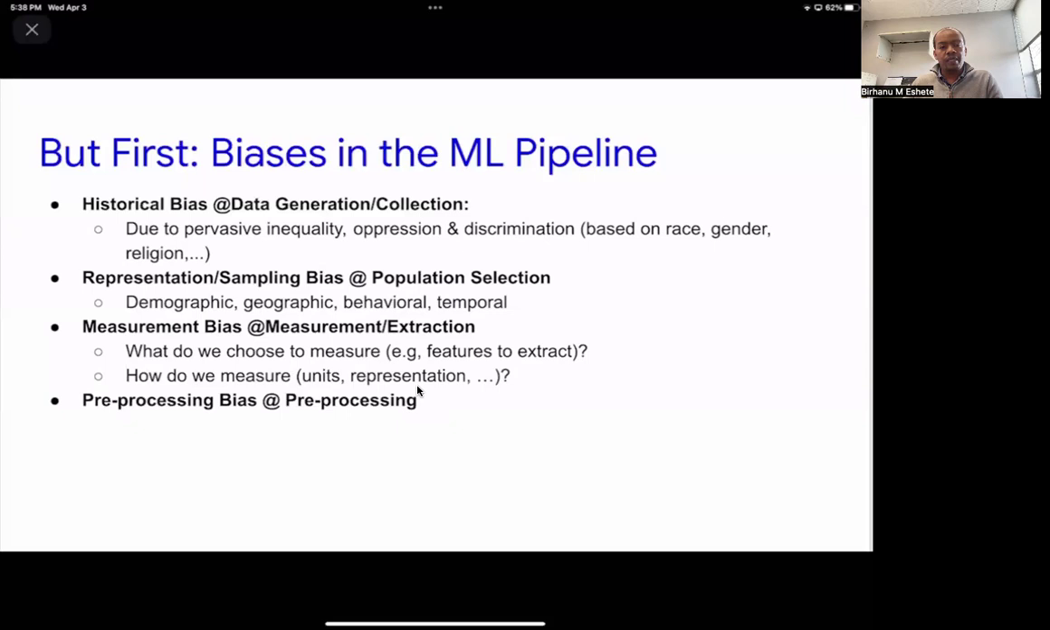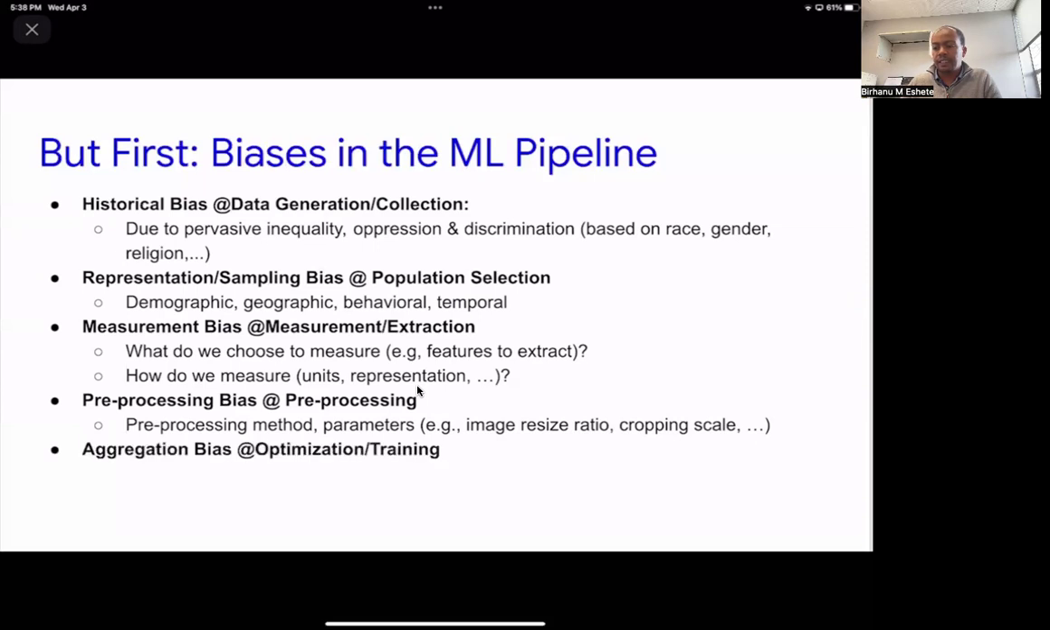When we do machine learning, it's oftentimes the case that we do some sort of pre-processing. And when you apply pre-processing functions, this could introduce bias, right? Because you have to set some hyperparameters for pre-processing. So the pre-processing method and the parameters that you use, for example, when you pre-process an image, you could resize it with some ratio, you could crop it, you could change the intensity, the color, etc. So all these play into the notion of bias.